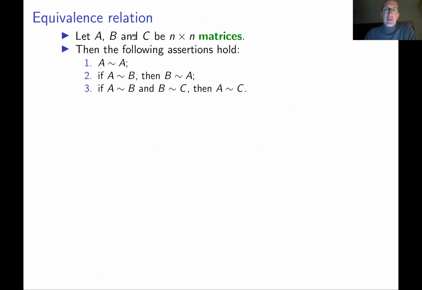If you have A, B, C, n times n matrices, then A is similar to A. Here, the sign in this slide is assumed to be similarity of matrices. Then if A is similar to B, then B is similar to A. And if A is similar to B and B is similar to C, then A is similar to C. You can prove this basically using the definition of similar.